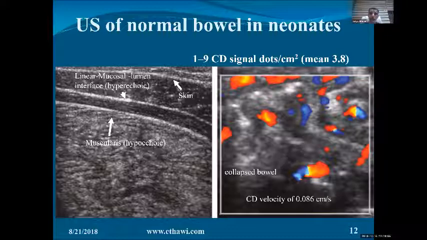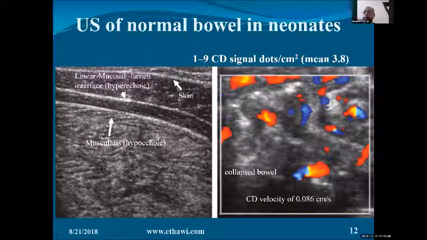And he said, if you don't see any, then you are hypoperfused. So if you see from 1 to 9, they are mostly normal bowel perfusion. More than 9, you will see hyperperfusion. Okay? And the velocity should be about 0.086 centimeter per second. So you have to adjust your velocity when you do this Doppler. Okay?